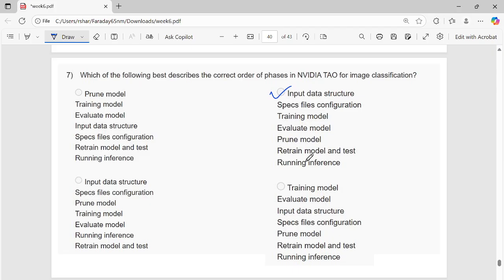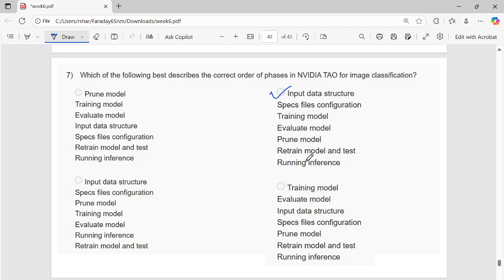Next, evaluate the model. So, testing the model on validation or test data to measure the accuracy, precision, recall, etc. So we want to check how well the model is performing before making any optimization. So next we perform the model optimization, that is reducing the model size by removing less important weights and connections. So this pruning makes the model smaller and faster without a big hit on the accuracy. So we do this after initial training and evaluation to optimize the model.